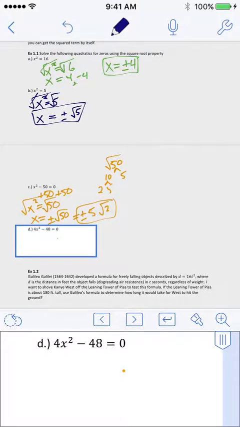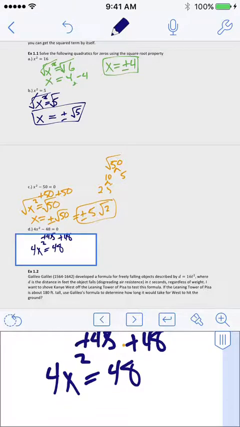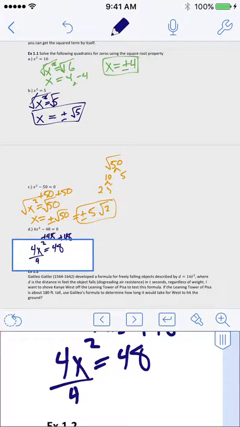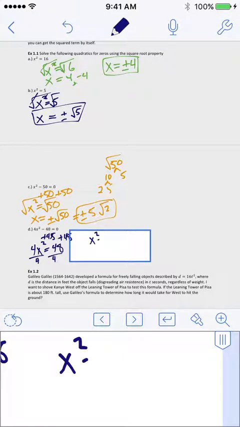Okay, again, same concept still applies. I'll start as far away from the variable as I can. Plus 48 to both sides. I end up getting 4x squared equals 48. And again, I'm going to go as far away from the variable as I can. That squared is actually on the variable, so I don't want to take the square root yet. First, I'm going to divide by 4 to make my life easier. So I get x squared is equal to 12.